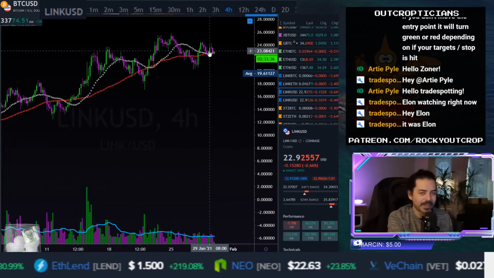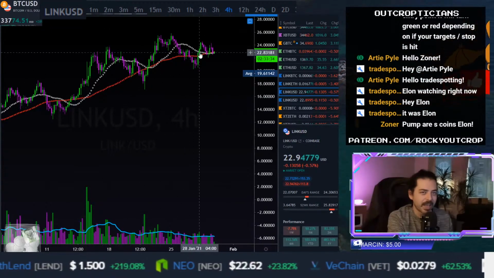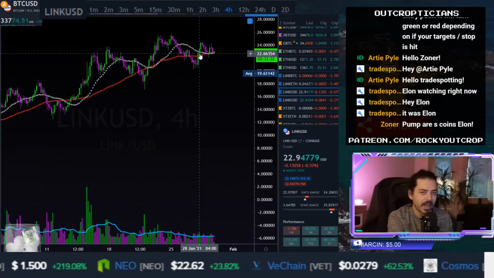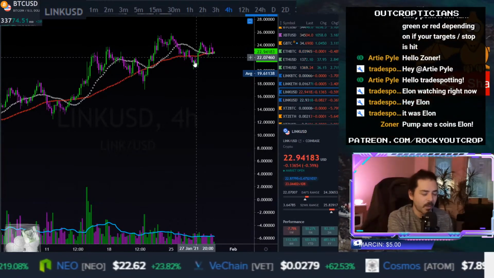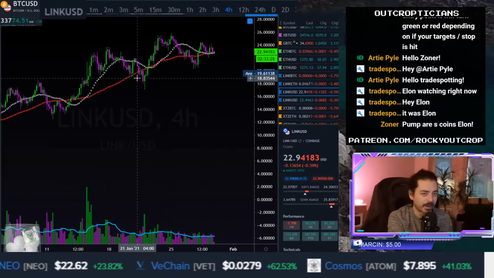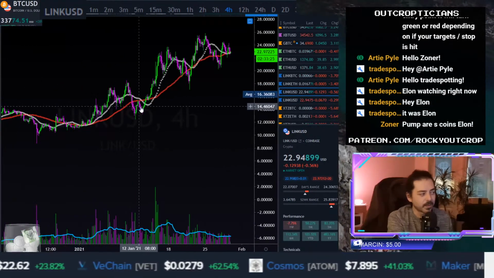And we can also see the 50 simple period moving average here, giving us a good indication, like the 20 did on the daily, with this here in the 4-hour time frame. The same sort of idea in terms of where our bottoms are.